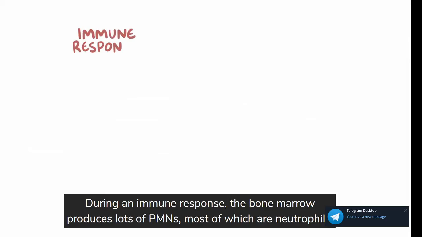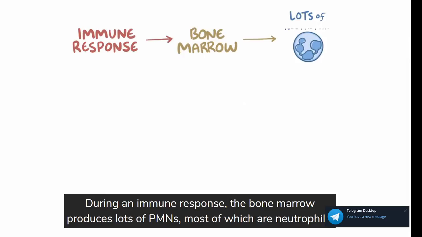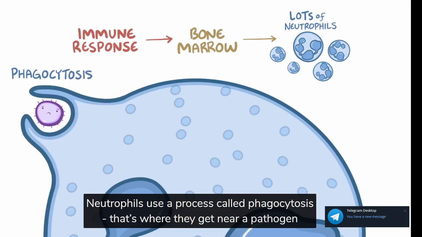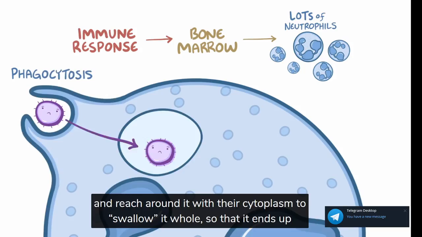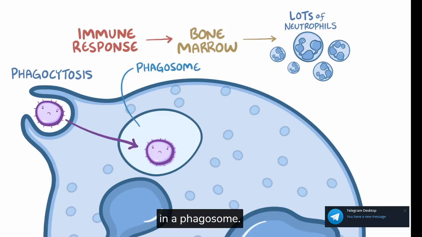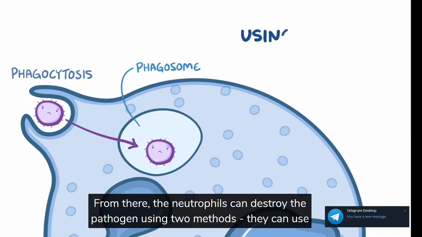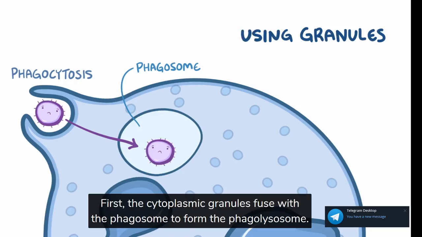Immune response, the bone marrow produces lots of PMNs, most of which are neutrophils. Neutrophils use a process called phagocytosis, and that's where they get near a pathogen and reach around it with their cytoplasm to swallow it whole, so that it ends up in a phagosome. From there, the neutrophils can destroy the pathogen using two methods. They can use their cytoplasmic granules or oxidative burst.